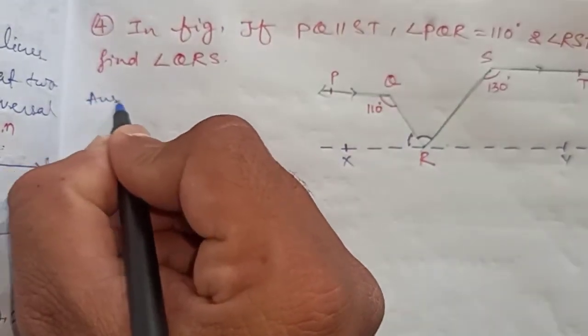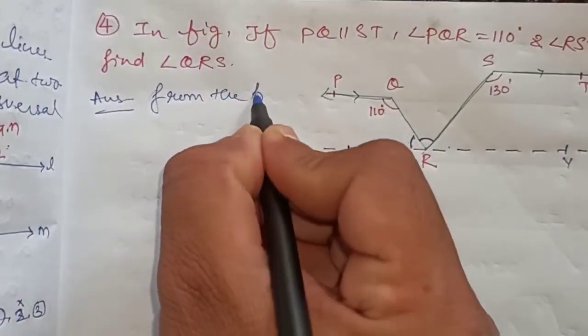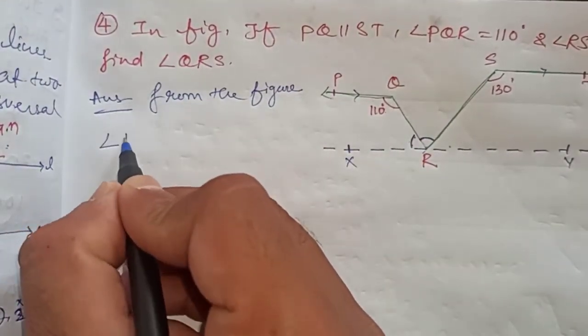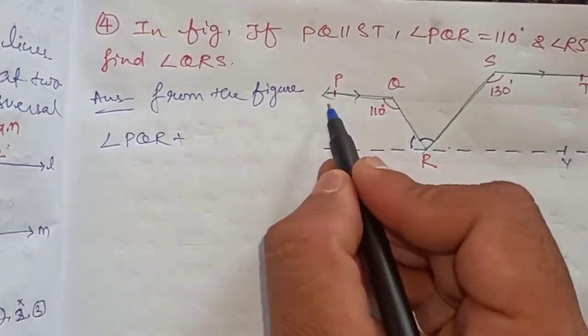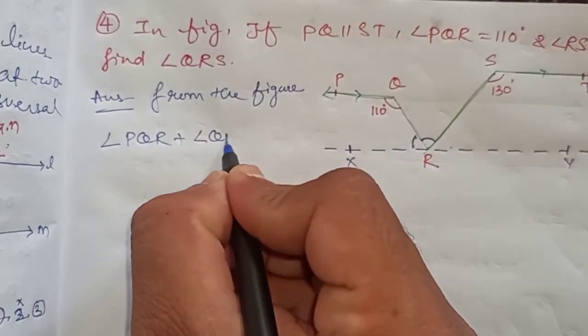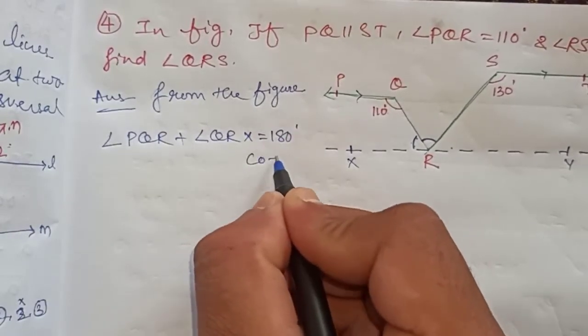So from the figure, angle PQR plus angle QRX equals 180 degree. Why? Co-interior angle.